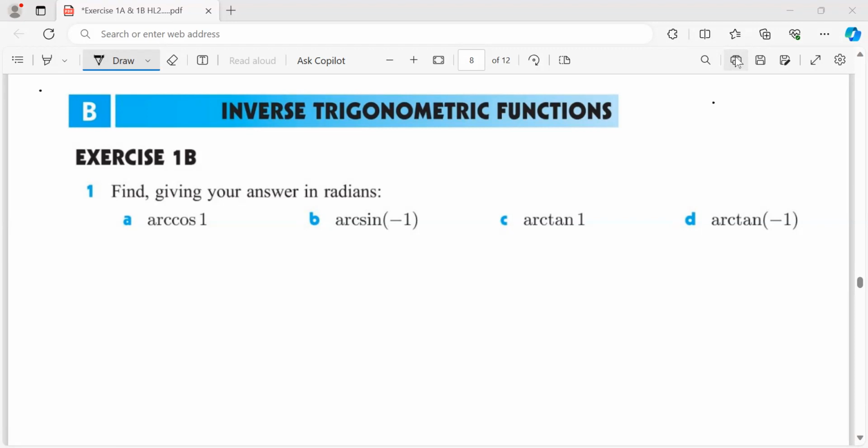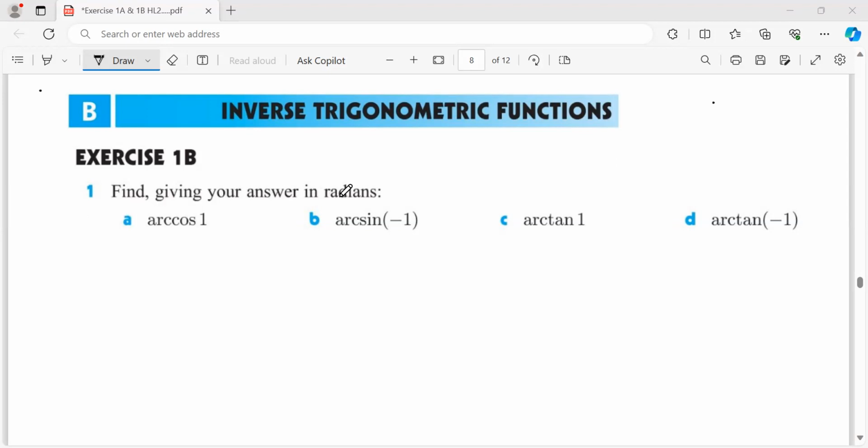In this video, I will show you how we find the solutions of exercise 1B regarding inverse trigonometric functions of Mathematics: Analysis and Approaches HL 2, high level 2. Okay, let's start with number 1.